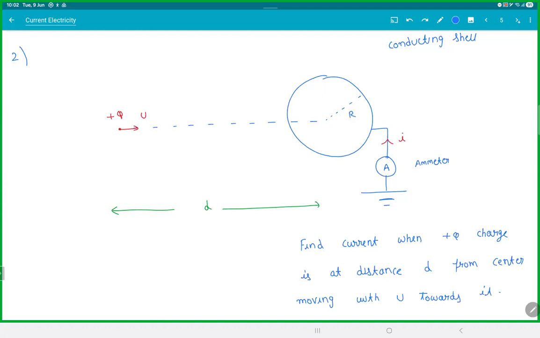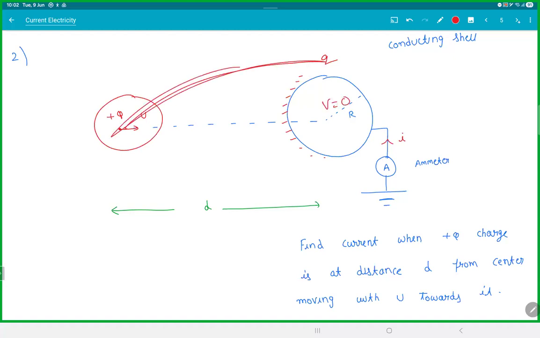Okay, let's see why there is a current. First of all, ask yourself, if there is a charge Q here, this will have some potential here. But because you're grounding it, this plus Q will create some induced charges here. Do you guys agree? As this plus Q is coming, it will induce some charge on the conducting shell. Now, because of these induced charges and because of this charge, both of them together, the potential must be 0. Do you guys agree?